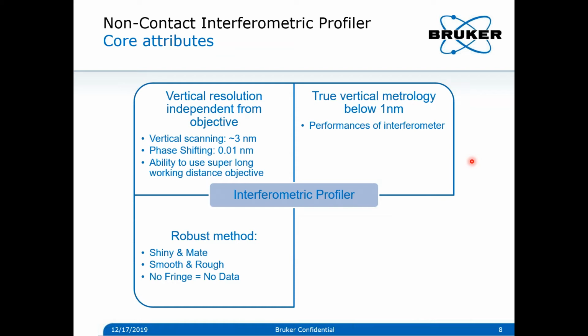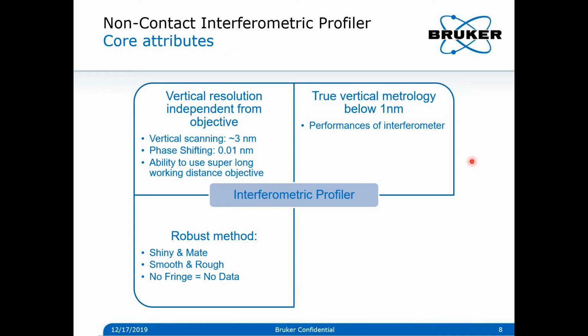The third core attribute of white light interferometry profilers is simply its robustness. It applies on shiny and matte surfaces. You can measure metal, or you can measure oxide. Even in some cases, a transparent layer will be properly captured, as we'll see. So it makes it very robust over different kinds of applications.